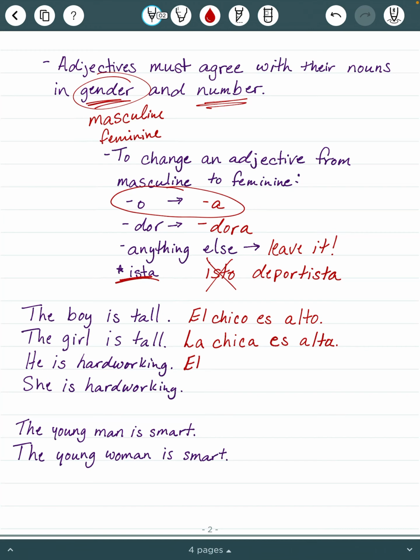All right, next up, he is hardworking. Él is he. Es is. Now this one, if I look it up in a dictionary, hardworking, I'm going to find the word trabajador.